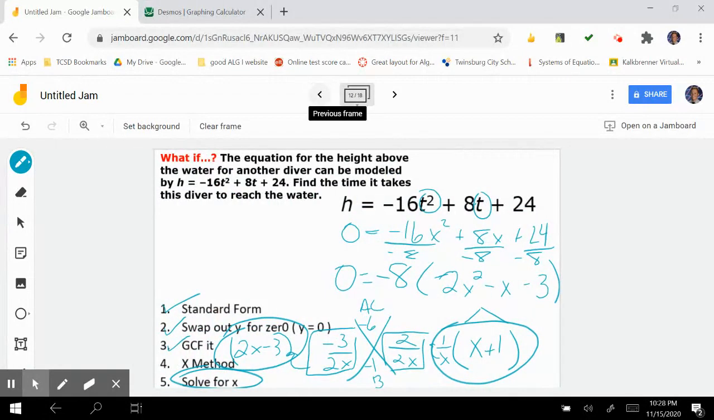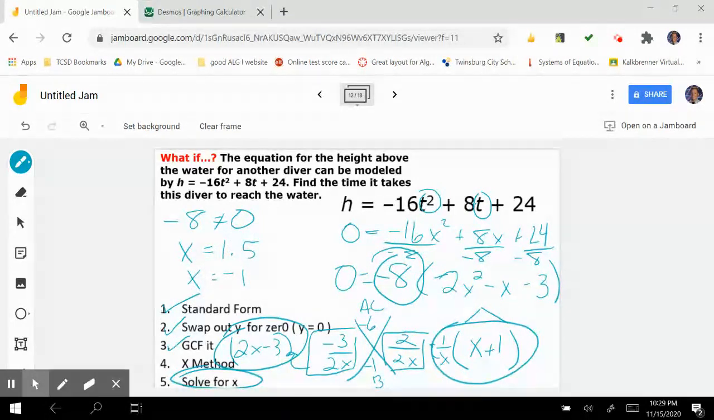So here's the thing. In context, we're talking about these things. And this is a factor. So I set negative 8 equal to 0. Does that make sense? No. So that doesn't work. I said x equals 1.5. And I said x equals negative 1. If we're talking how long it takes a diver, does negative 1 second make sense? No, because you can't go back in time.